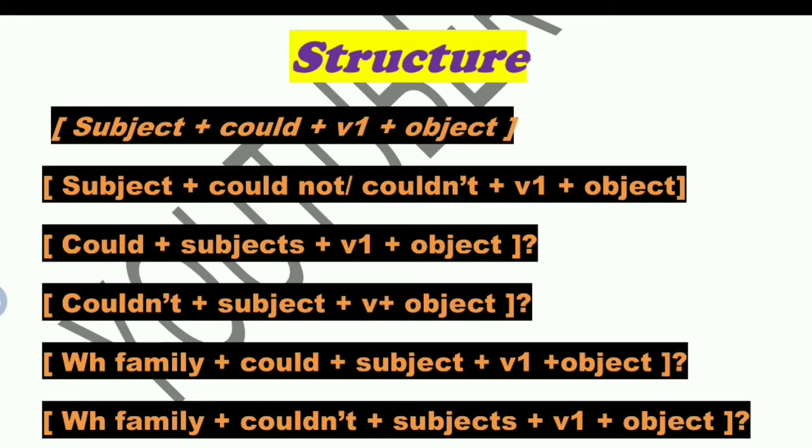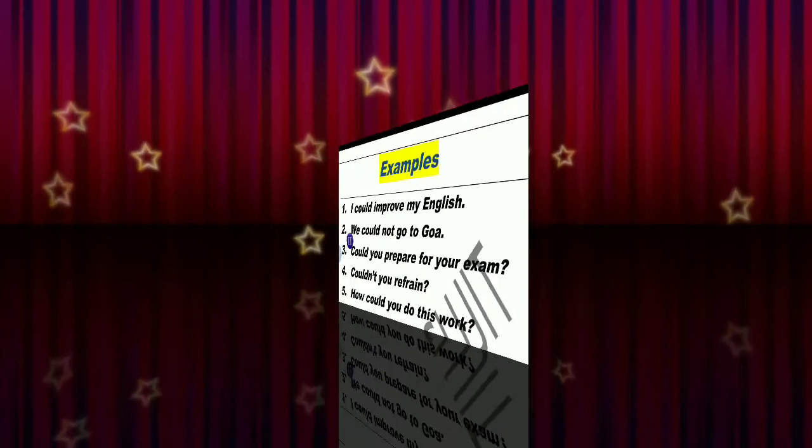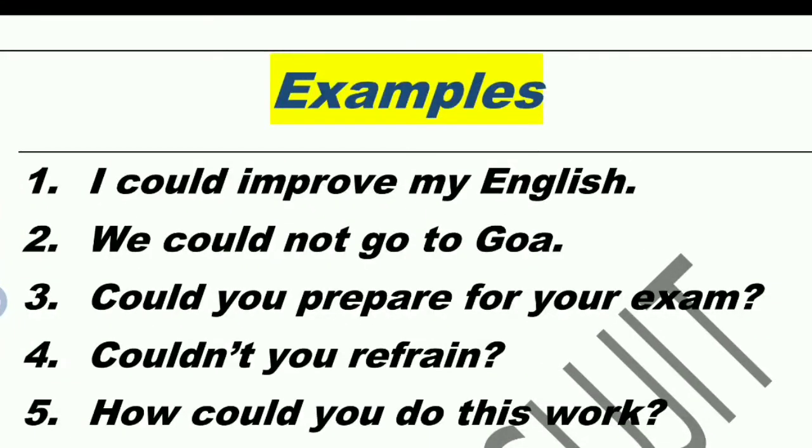Some examples are very important. You will get so many ideas to make sentences about the could modal. So let's move to so many sentences. In fact, we can say so many examples. I have written 5 sentences here, you can see. I could improve my English. In Hindi you can translate it yourself, I cannot tell the Hindi meaning. Okay, here you can translate. Next, this is the affirmative sentence.